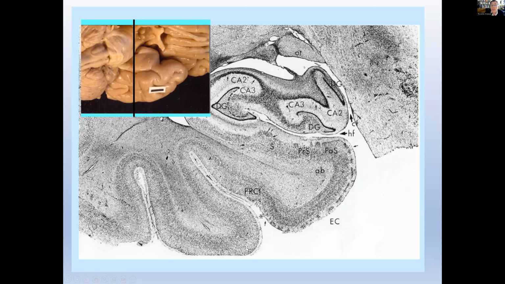We move now towards the end of the uncus. It's not quite there, but you can see that now we can see CA2, and it can be appreciated on both sides. So it's fairly consistent in that way, and then we reach the caudal part of the entorhinal cortex.